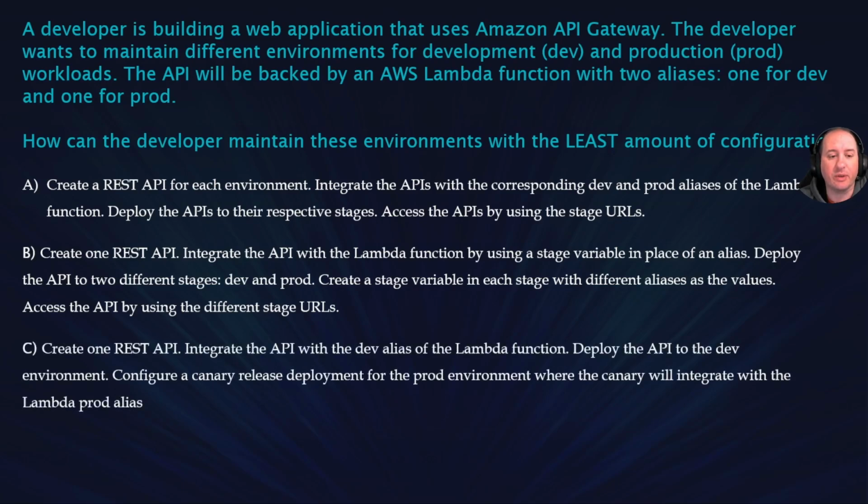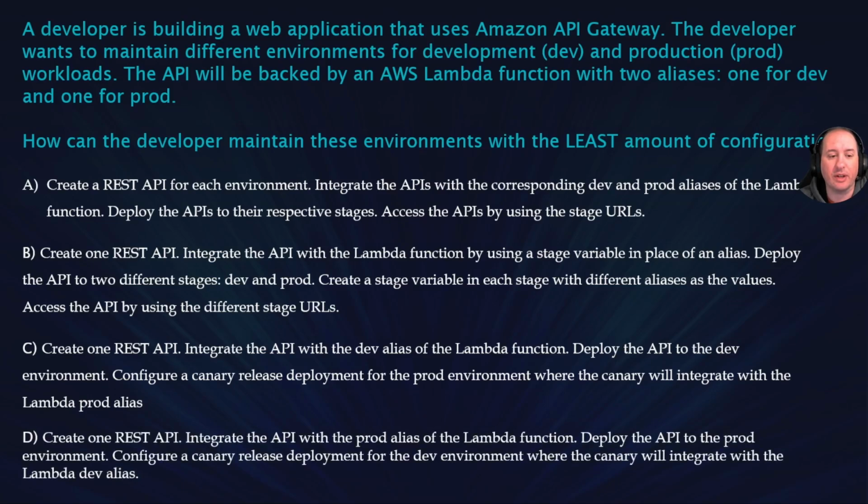The third option is to create a REST API, integrate the API with the dev alias of the Lambda function, deploy the API to the dev environment, and configure a canary release deployment for the prod environment where the canary will integrate with the Lambda prod alias. The last option is to create a REST API, integrate the API with the prod alias of the Lambda function, deploy the API to prod environment, configure a canary release deployment for the dev environment where the canary will integrate with the Lambda dev alias.